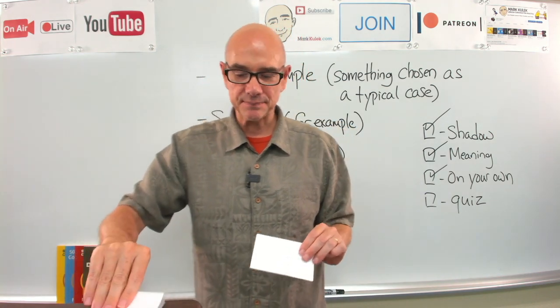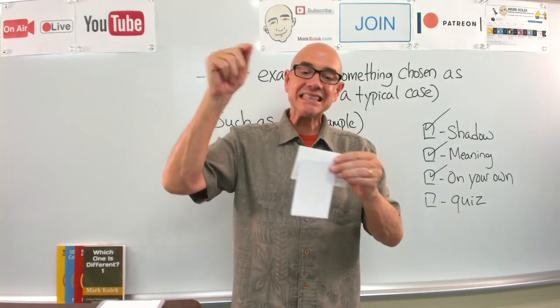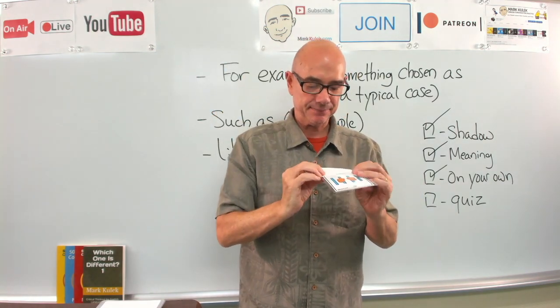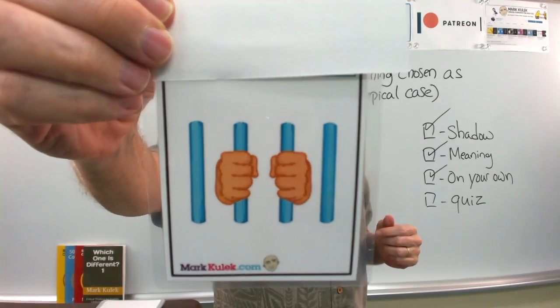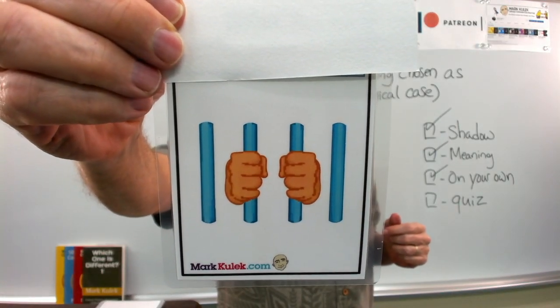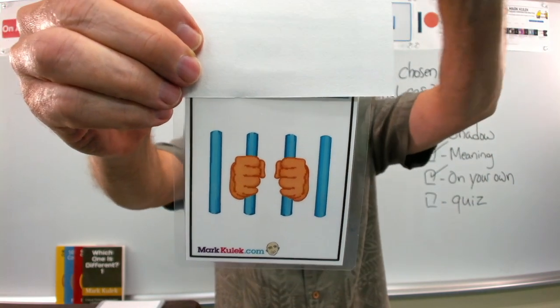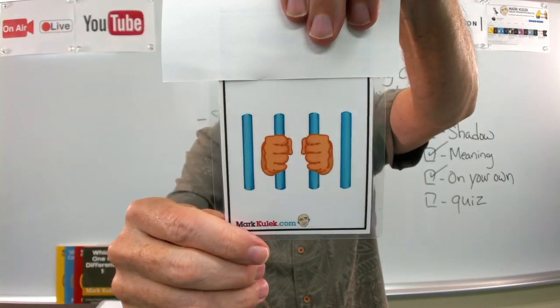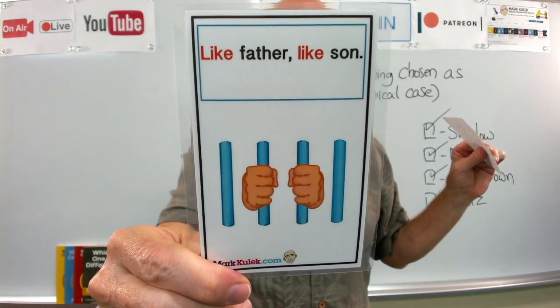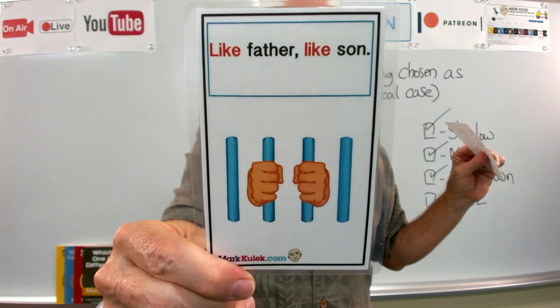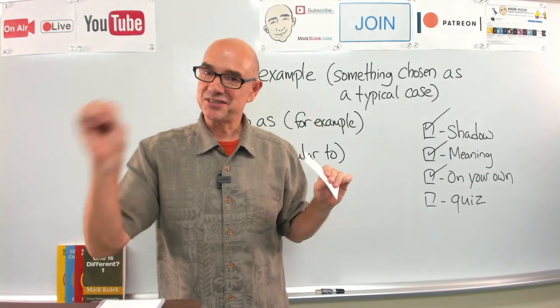Okay, here we go. What is the sentence? Okay, here we go. Let's check it out. Like father, like son. Okay. Did you say it? Yeah?